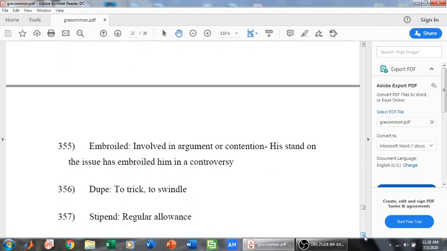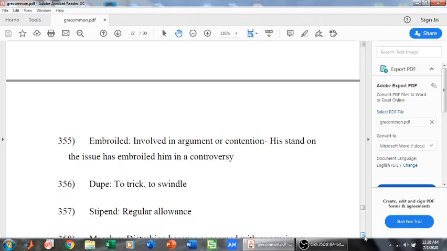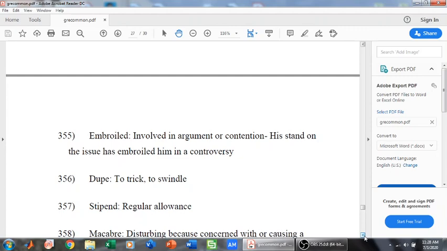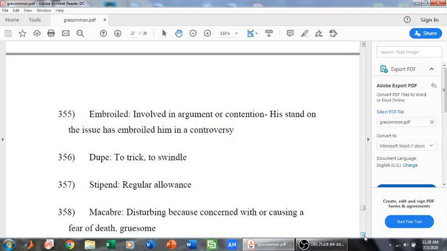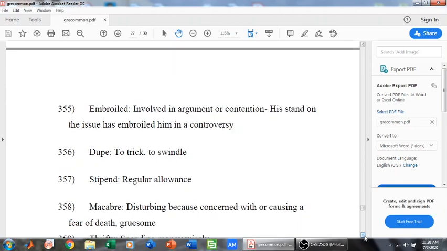Stipend means regular allowance. For example, stipend, master stipend, PhD stipend. So it means regular allowance payable preferably after every month. Macabre. Macabre means disturbing because concerned with or causing a fear of death. Synonym is gruesome.